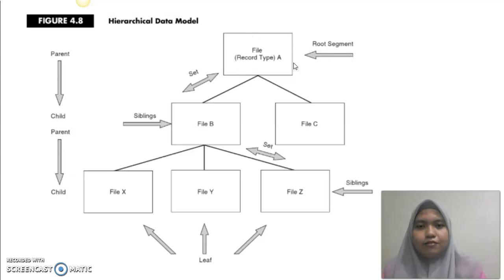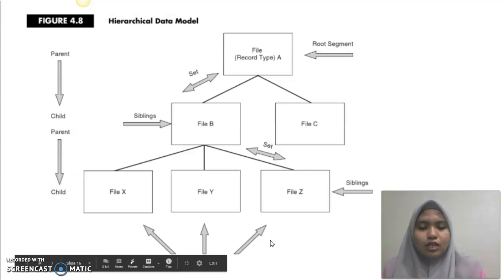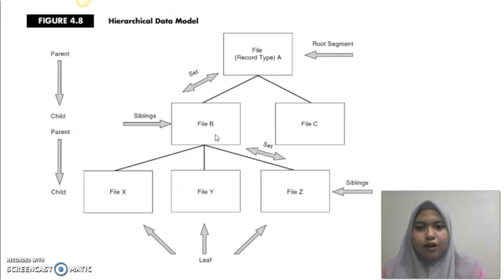So record type A, file A, is a parent, and file B and file C are the children of file A. File B and file C, with the same parent, file A, are siblings. And this is one set. The upper tree structure is the root segment and the lower is the leaf. File X, file Y, and file Z are the children of file B, while file B is the parent of files X, Y, and Z.